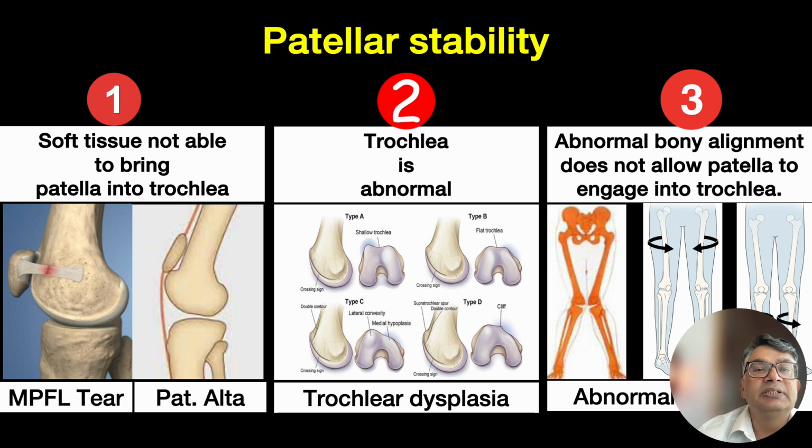So there are basically 3 causes of patellar dislocation. To simplify, number 1 is the soft tissue cause, when soft tissue is not able to bring the patella into the trochlea, like in MPFL tear or patella alta or even patella baja. The second cause is the trochlear cause, when your trochlea, where the patella has to glide, is already abnormal and the gliding of the patella is unstable. And the third thing we very commonly neglect is abnormal alignment, either varus, valgus, femoral rotation or tibial rotation. All these components can lead to patellar instability.